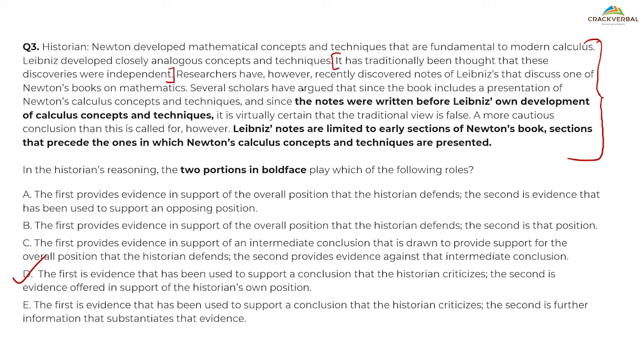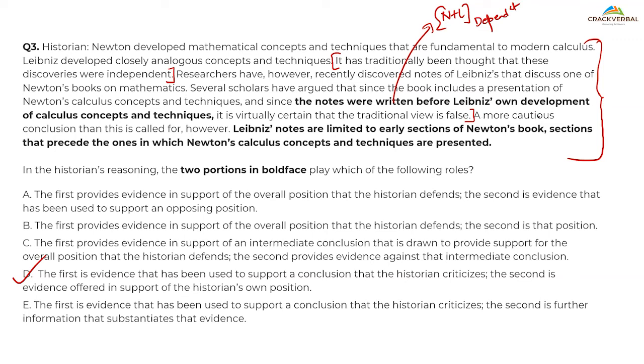Several scholars have argued that since the book includes a presentation of Newton's calculus, and since the notes were written before L's own development of calculus concepts and techniques, it is virtually certain that the traditional view is false. So the notes were written before his own. This line is basically telling me that N and L were not independent. Obviously, the traditional view is false. They are dependent. L is dependent on this.